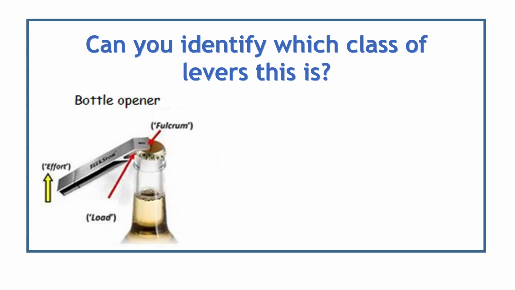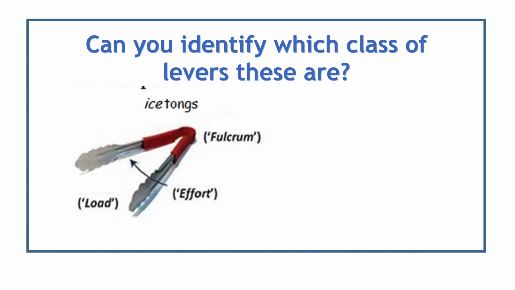And can you identify which class of lever this one is? Yes, the bottle opener is a class 2 lever. What about this one? Indeed, ice tongs are class 3 levers.